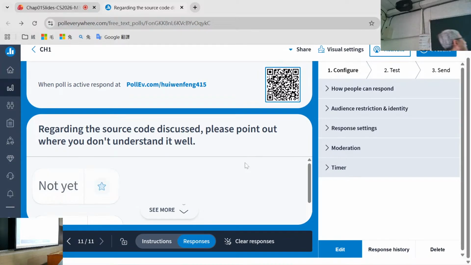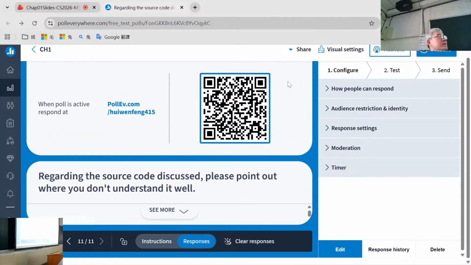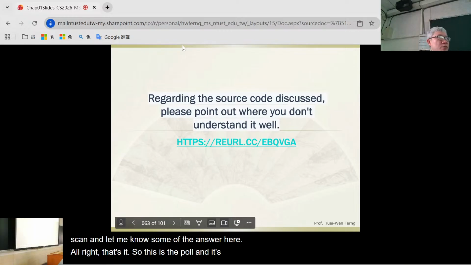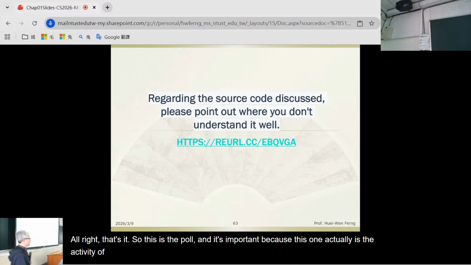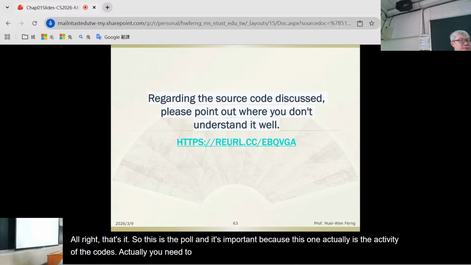So normally we have the result like this, and we won't check in detail, but we need to collect the points. So of course, we will use your screen name at least. All right. If you still want to show something here, you can scan and let me know some of the answer here. Alright, that's it. So this is the poll, and it's important because this one actually is the activity of the course. Actually, you need to join and participate.